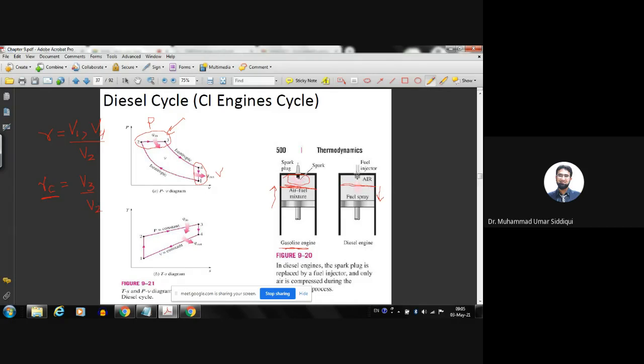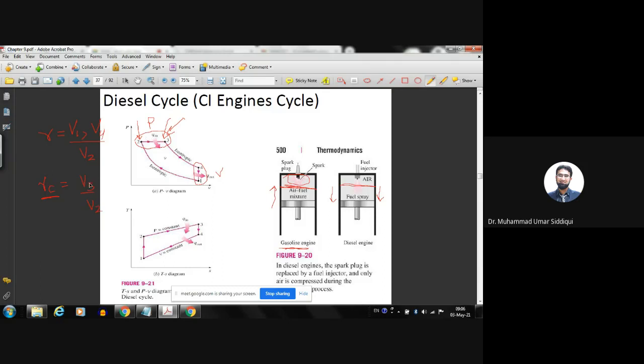Now the fuel is being injected till whatever the amount of fuel required has been injected. Okay, so while the fuel is being injected, the volume keeps on increasing. And the point when the fuel injection is cut off, when the fuel injection stops, that point is the cutoff point, and that's why the cutoff ratio is V3 by V2. So V2 means the point when the fuel injection starts. V3 is the point when the fuel injection is cut off, when the fuel injection stops.